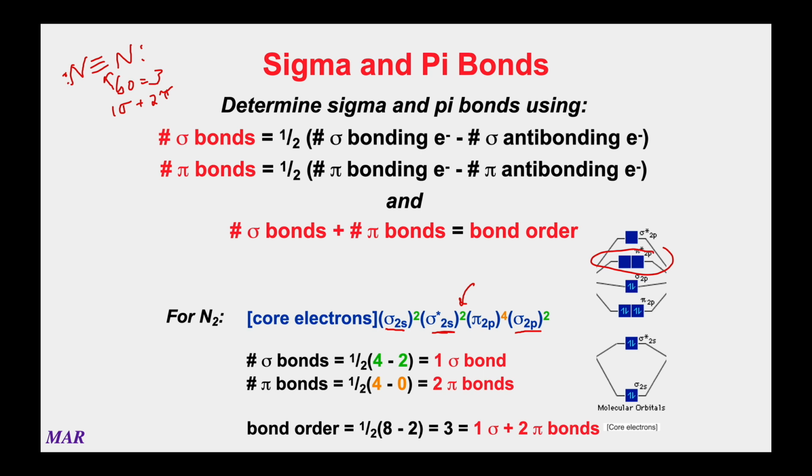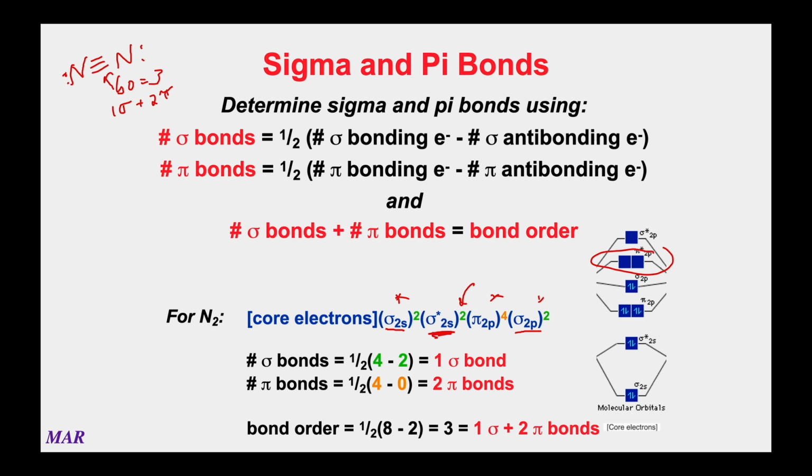And the overall bond order, 1/2 (bonding minus antibonding). Well, this is the antibonding, and all the other ones here are the bonding. So 1/2 (8 minus 2) is 3. That would be the bond order, and that's good because that also equals the number of sigma plus the number of pi's.